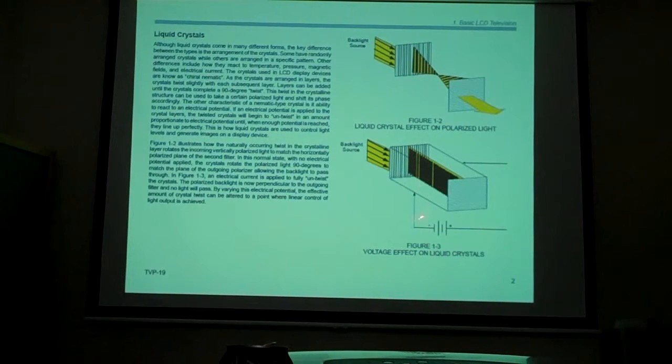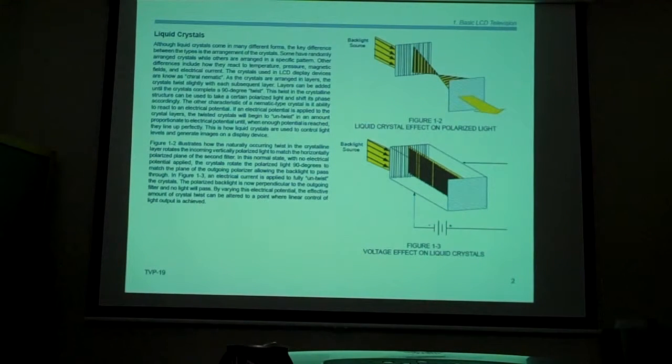Well, we do that by simply applying a charge, and we can apply an electrical potential which will be in direct proportion to the amount of light that we want to allow to pass. So we can go from near black to maximum brightness.